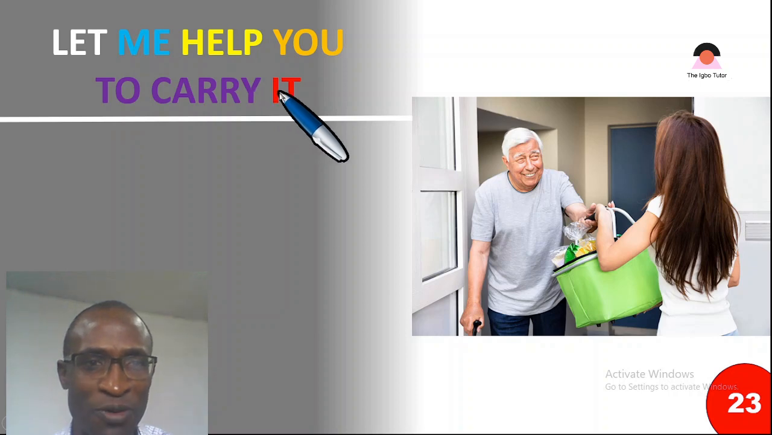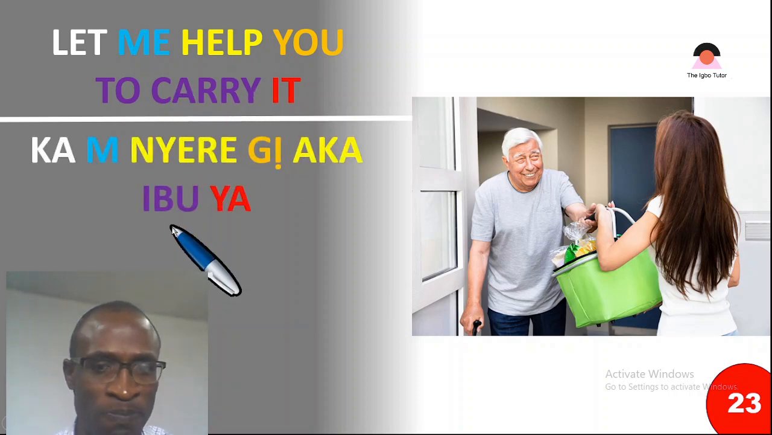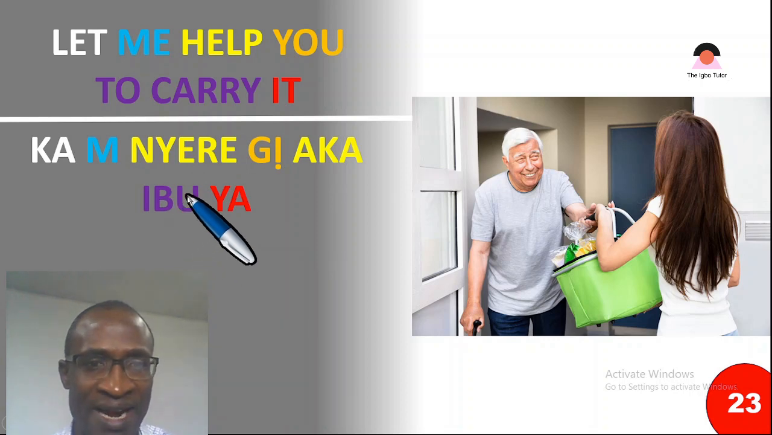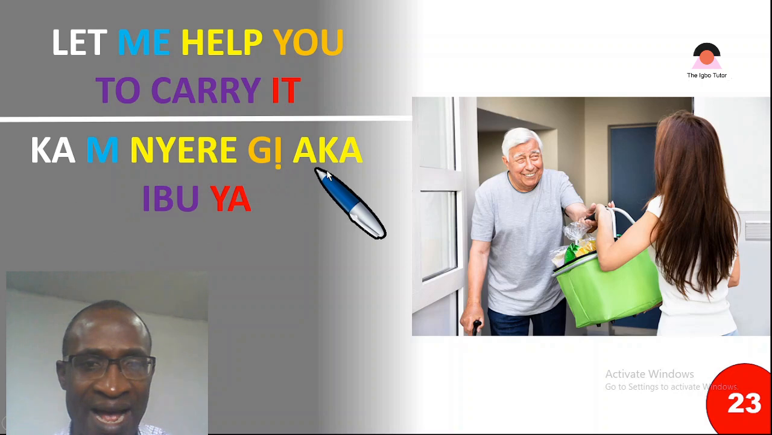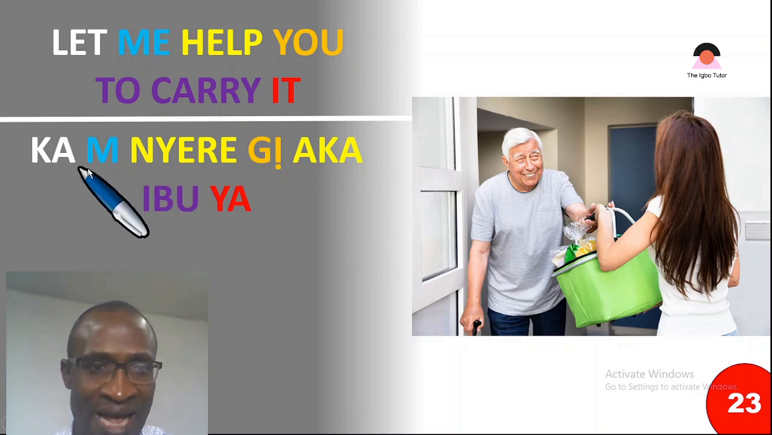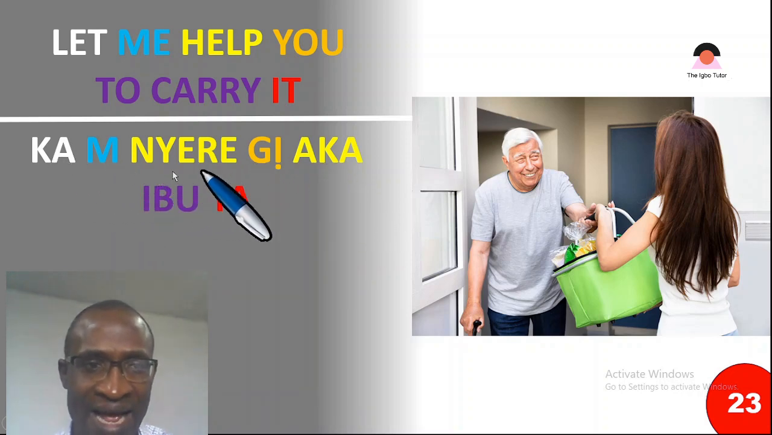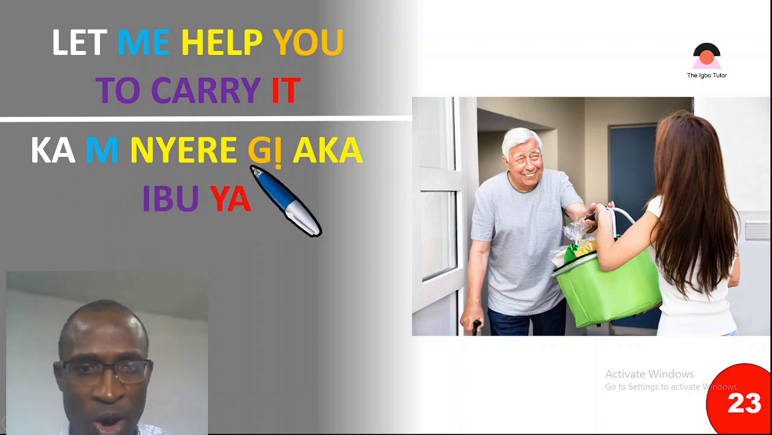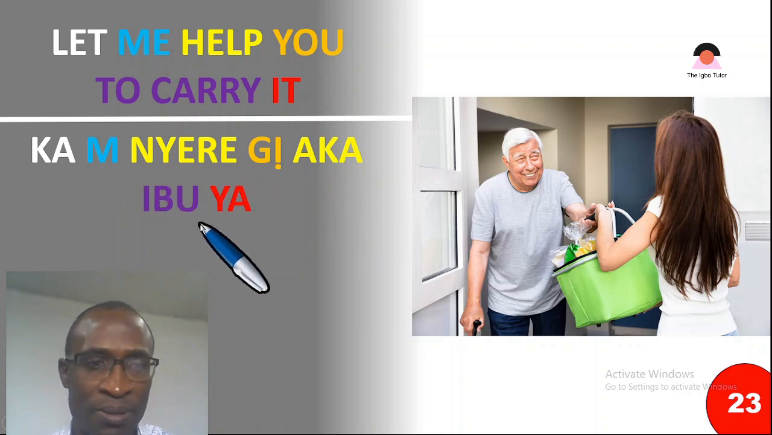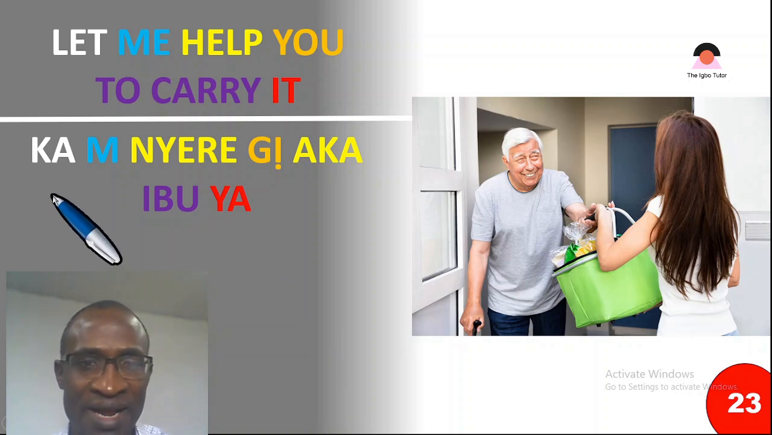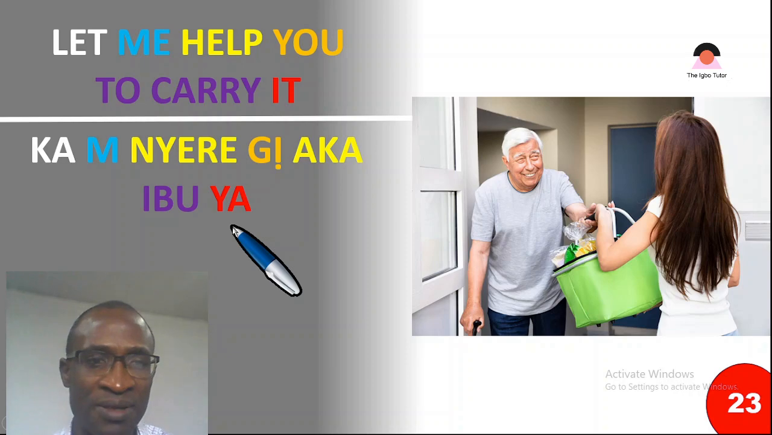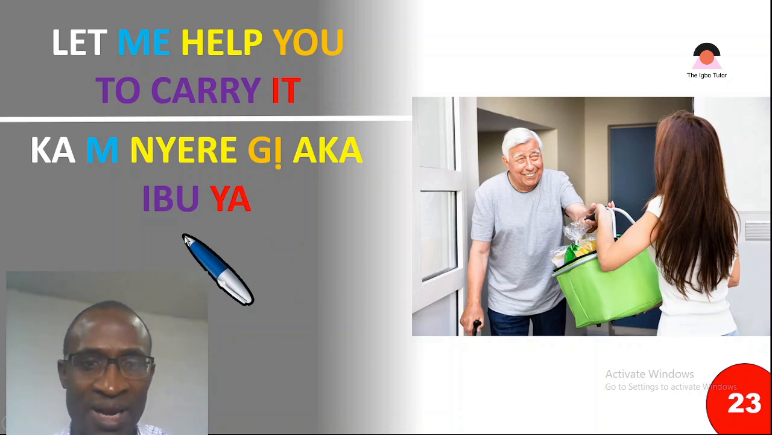Let me carry it for you. Let me help you carry it. How do we say that in Igbo? We say, ka m nyere gị aka ibu ya. Ka m nyere gị aka, let me help you. Ibu ya, to carry it. So let's combine them together. Ka m nyere gị aka ibu ya, let me help you carry it.